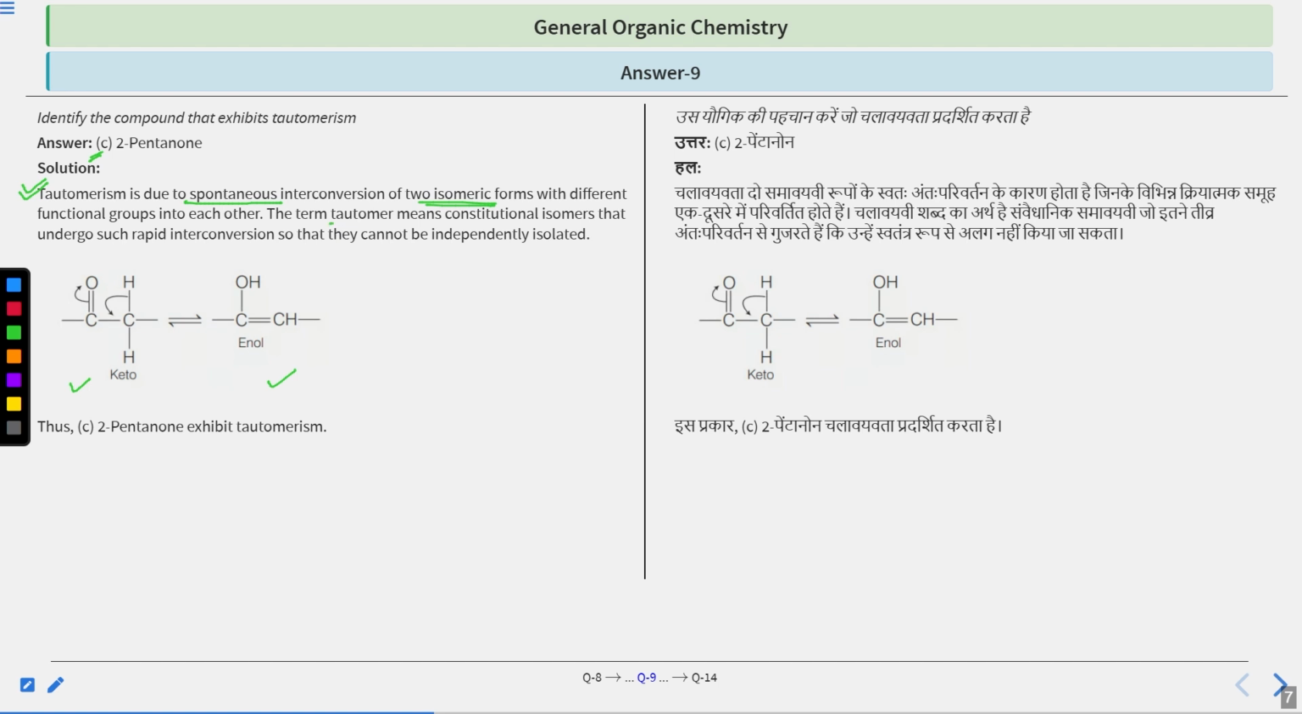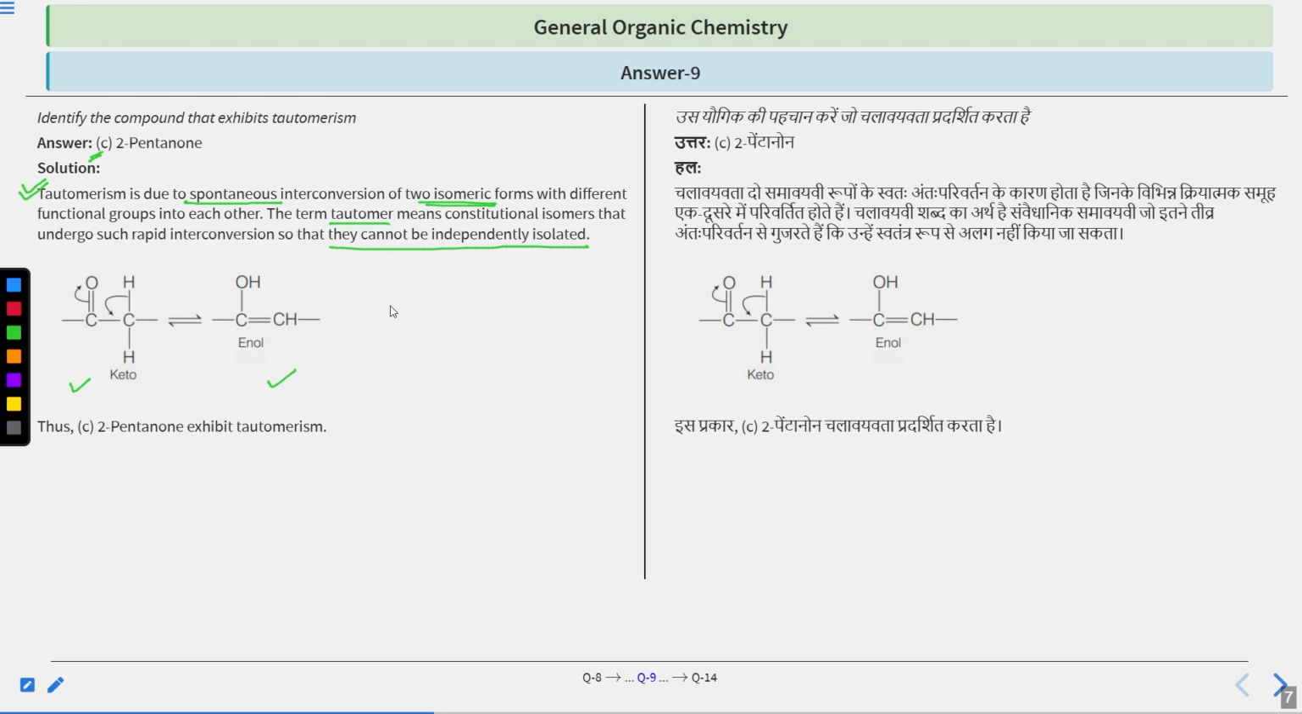The term tautomer means constitutional isomers that undergo such rapid interconversion that they cannot be independently isolated. That means if you want to stabilize or get an individual compound, you cannot. The process of interconversion is that fast. So they are always in a rapid interconversion process and cannot be independently isolated. That is the meaning of tautomer.